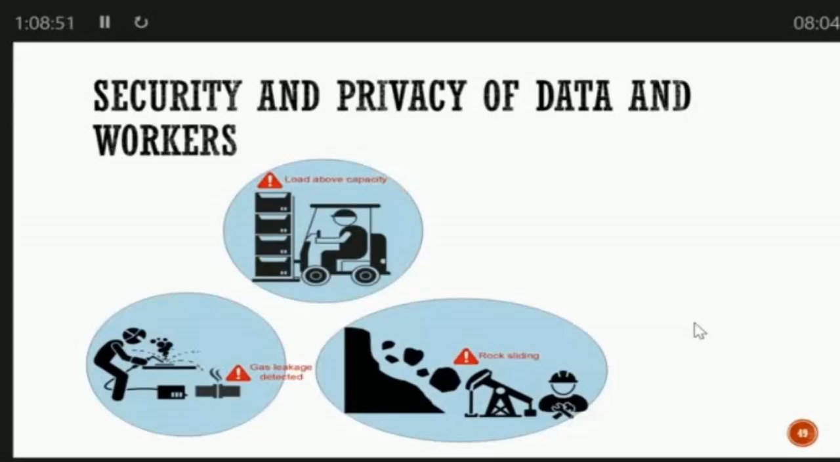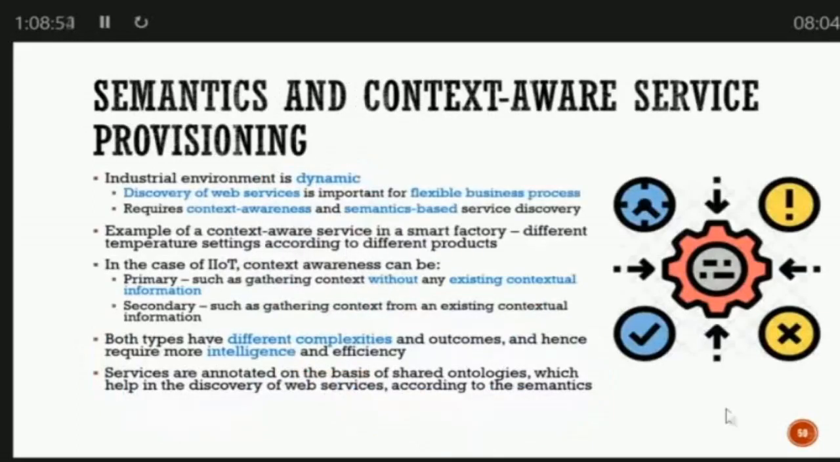We have data from all the resources. We have to make sense of the data. How is that possible? It's possible once we are able to make relationships between the data coming from different devices, different entities. Once we are able to do that, we can create different complexities, and then we can create intelligence on top of that. This would create semantics and context-aware service provision.